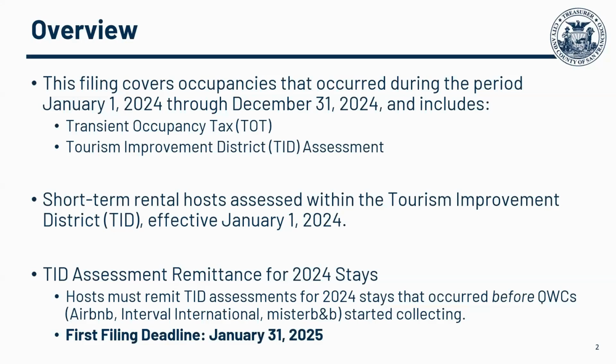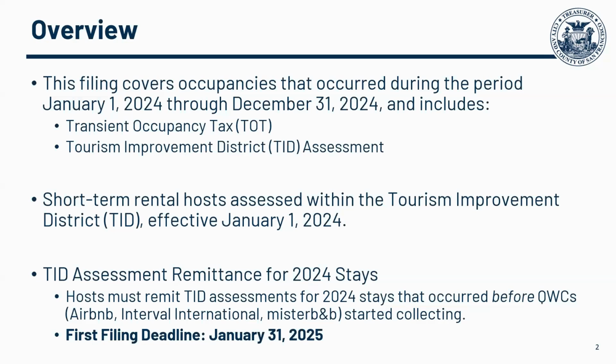This annual Transient Occupancy Tax and Tourism Improvement District filing covers occupancies that occurred between January 1st, 2024 through December 31st, 2024. This filing includes assessments for the Transient Occupancy Tax and Tourism Improvement District. Effective January 1st, 2024, short-term residential rental hosts will be assessed within the Tourism Improvement District.